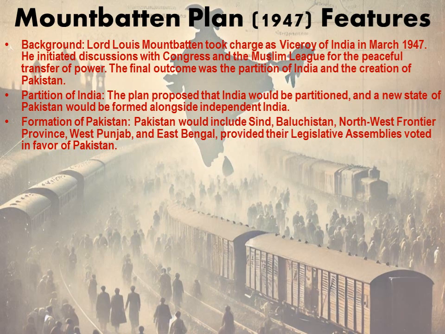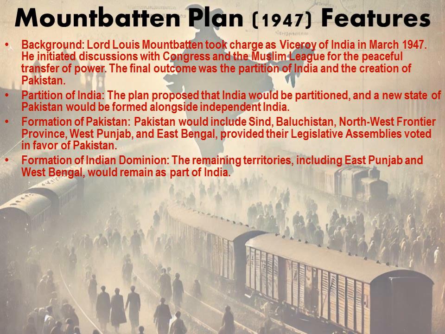So Punjab and Bengal will be divided again, and the western part of Punjab will go to Pakistan. The eastern part of Bengal will go to Pakistan because these were Muslim majority areas, provided their legislative assemblies voted in favor of Pakistan. Formation of the Indian Dominion: the remaining territories. So Pakistan has been given all the special demands, and whatever is left will come to India. The remaining territories, including East Punjab and West Bengal, would remain a part of India. That was the decision taken by Mountbatten.